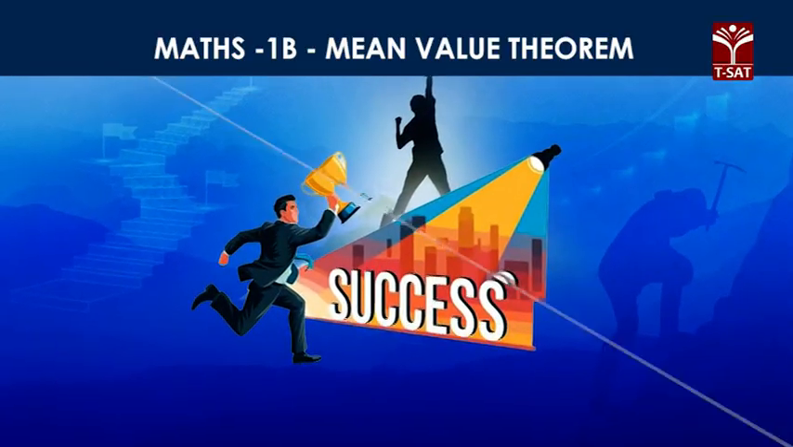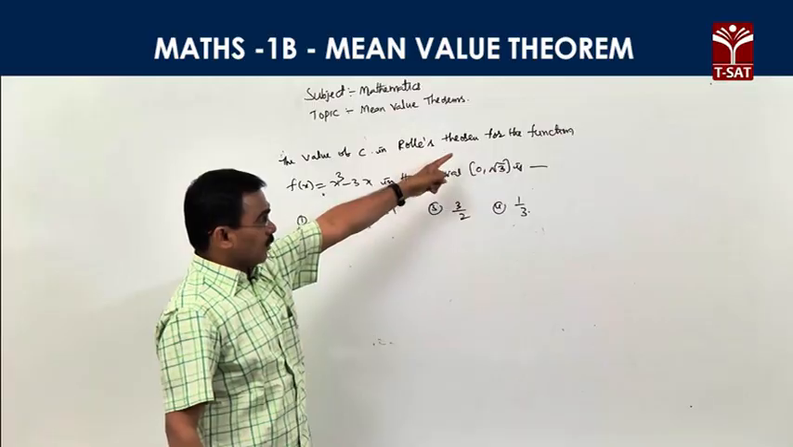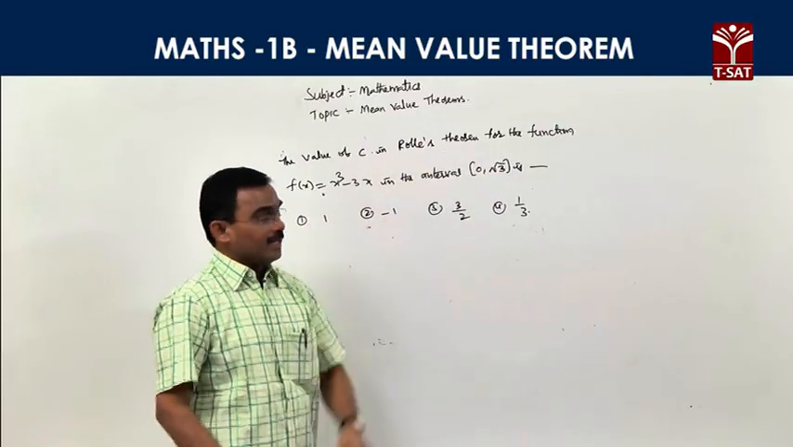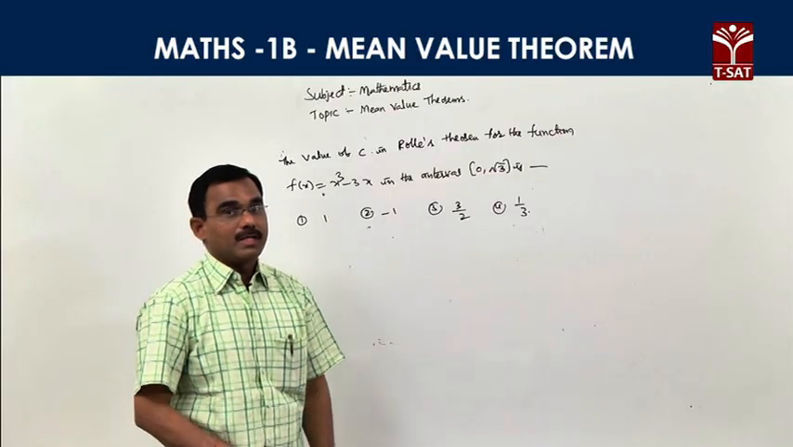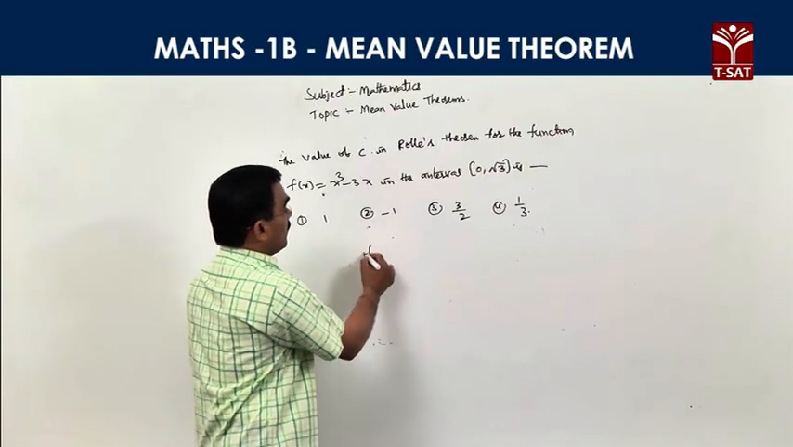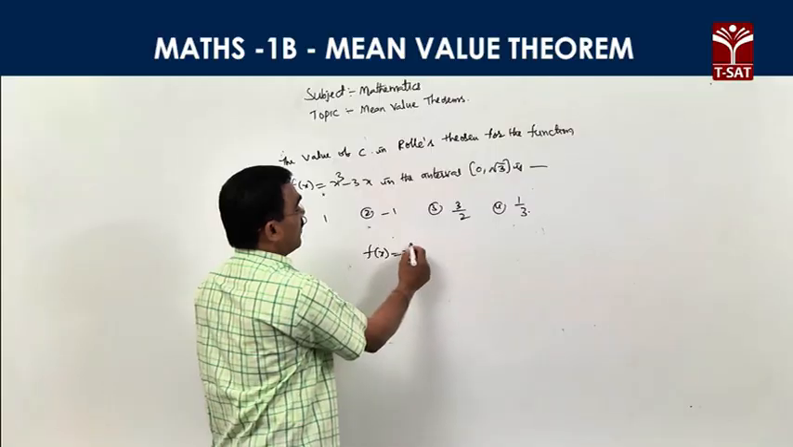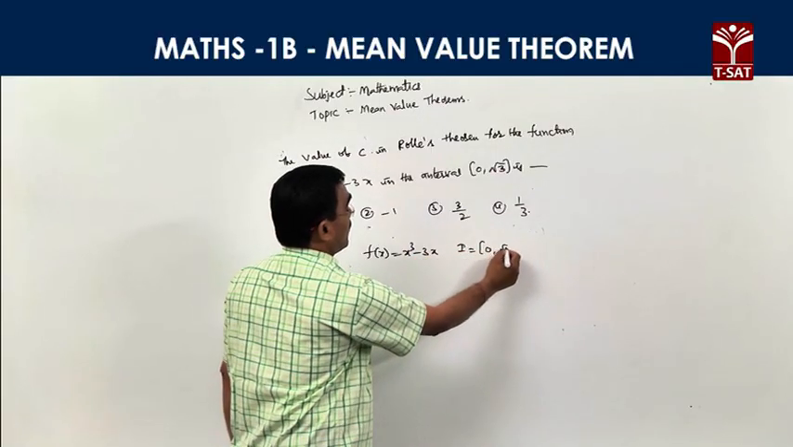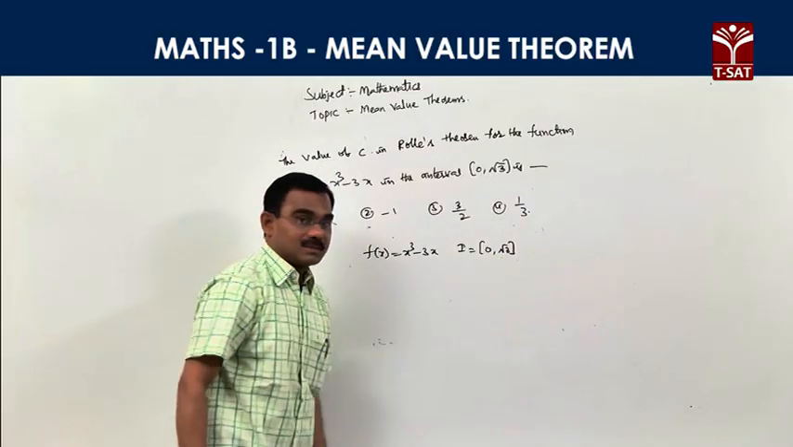Next problem: the value of c in Rolle's theorem for the function f(x) equal to x³ minus 3x in the interval 0, √3 is dash. You observe f(x) is equal to x³ minus 3x, and the interval I is the closed interval 0, √3. This is the given.